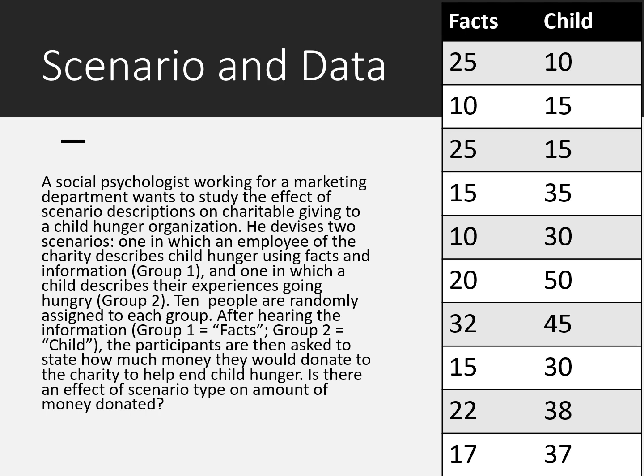The independent variable would be the scenario type, either the facts or listening to a child, because this is what is being manipulated by the researcher. But what is the dependent variable? This is what is being measured. It is believed to be affected by the manipulation of the independent variable. So in this particular example, it's the amount of money donated. Notice this is a non-directional test. Now, let's get started on analyzing this question in SPSS.